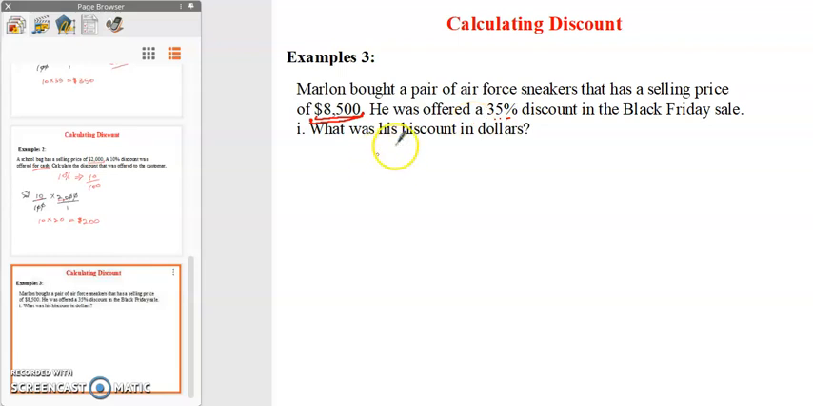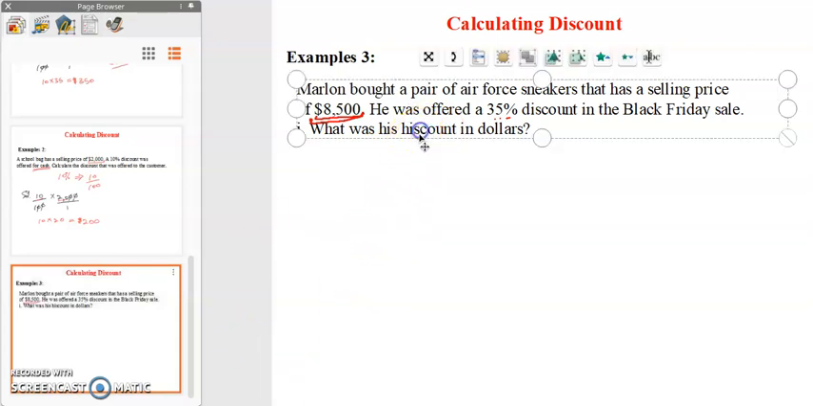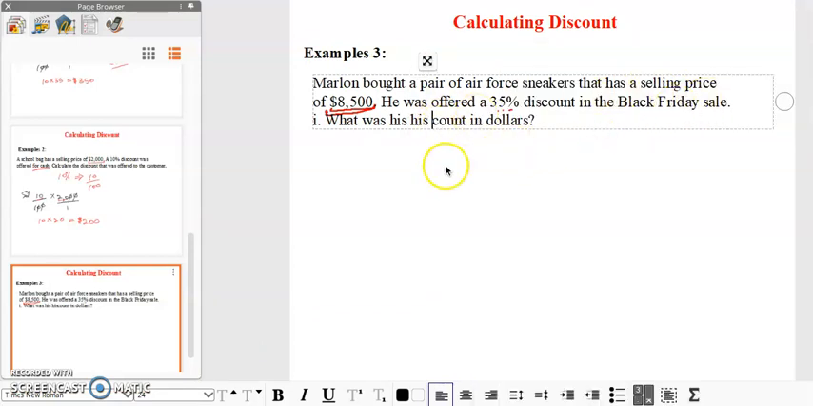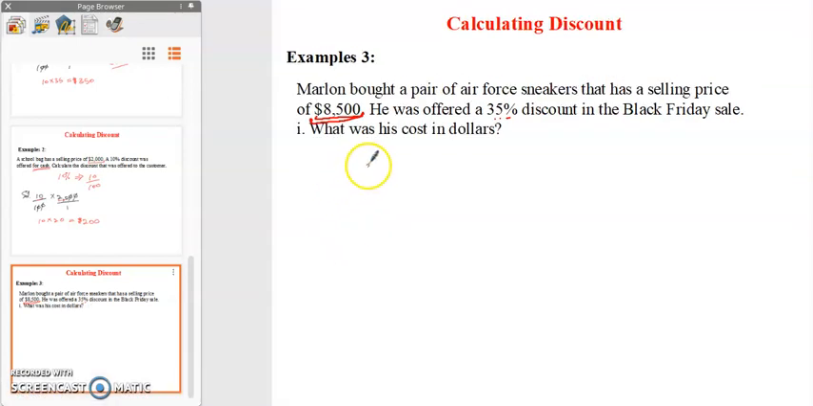What was his, sorry, what was, let me correct that. So it's asking what was his cost in dollars? So how much did he pay in dollars? Let me correct that. Right? So he got a 35% discount. 35% means 35 out of 100.